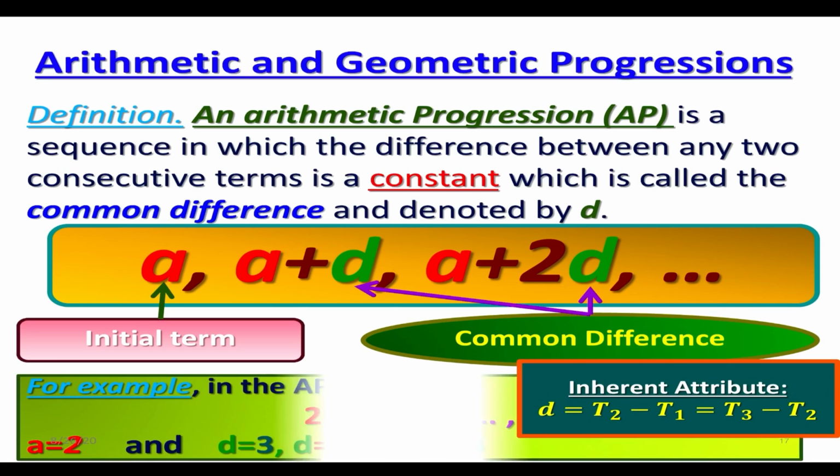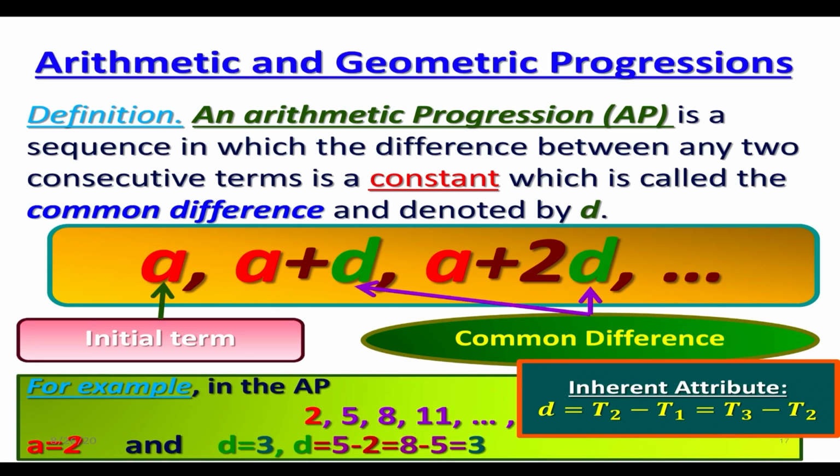Now, for instance, say we have the AP 2, 5, 8, 11, and so on. So the first term or initial term a equals 2. Now the difference is 3. So to get 5 from 2, you add 3 to the previous term. Now, how to get 8 from 5? We need to add also 3. So for the next term, the same rule. 8 plus 3 gives you 11, and so on.